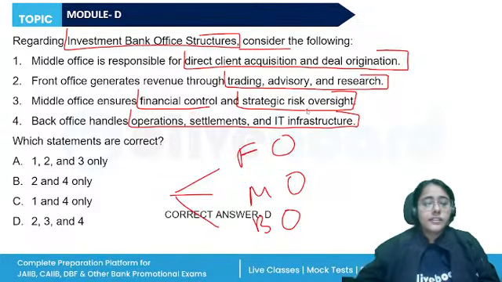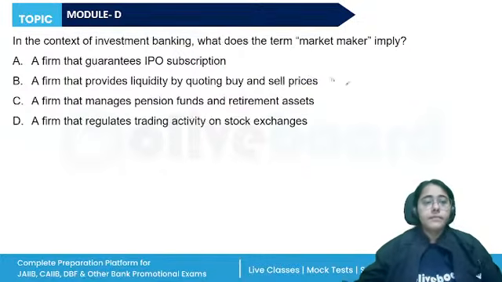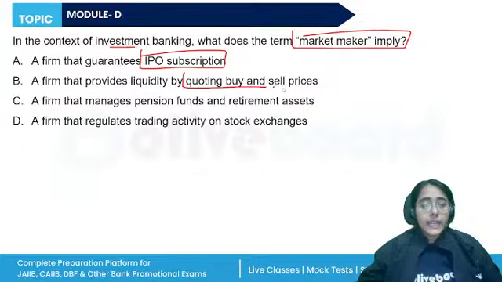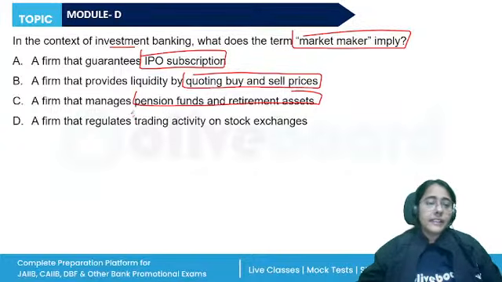Yes, all your answers are correct. 2, 3, and 4. Okay. In the context of investment banking, what does the term market maker imply? A firm that guarantees IPO subscription, a firm that provides liquidity by quoting buy and sell prices, a firm that manages pension funds and retirement assets, a firm that regulates trading activity.